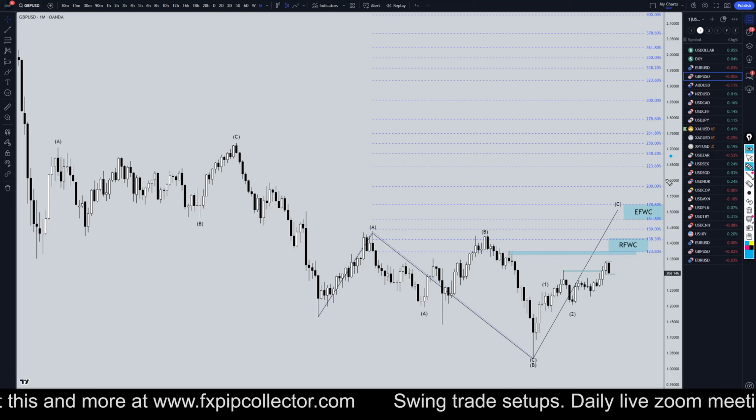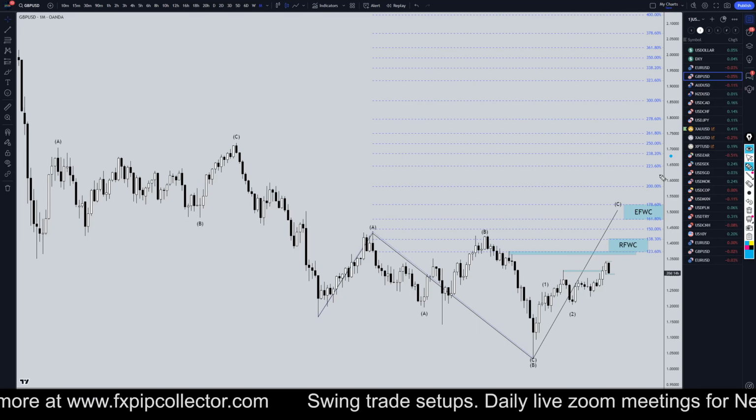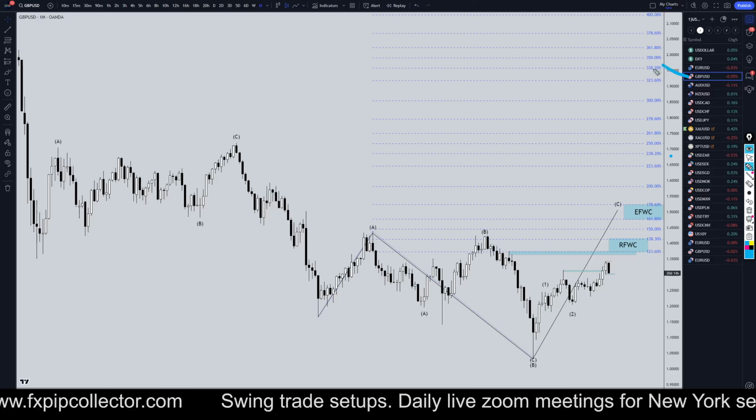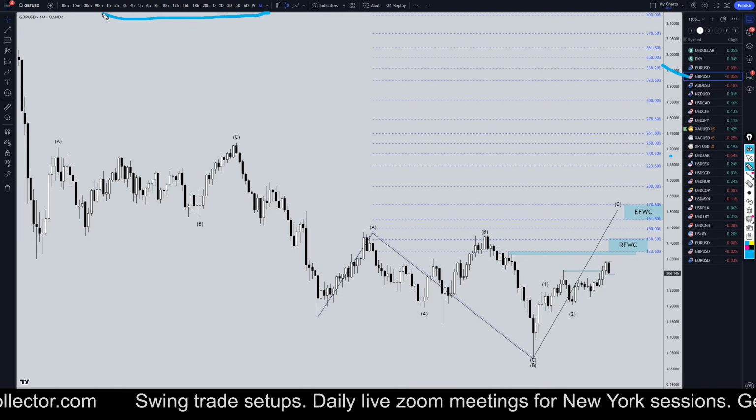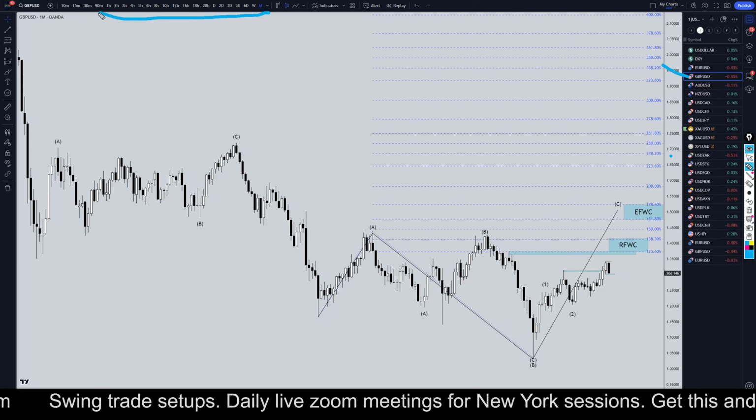Today is Friday, October 11th, and I'm going to be analyzing the pound US dollar starting on the monthly, working my way all the way down to the 1 hour time frame for the full top-down analysis.